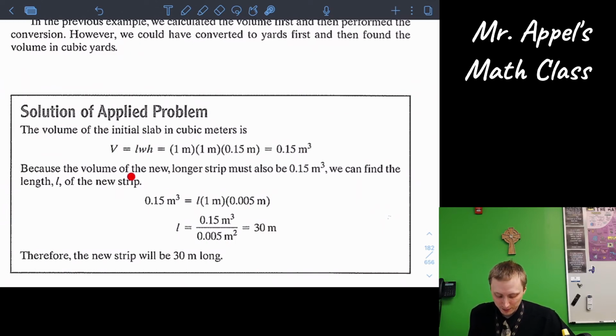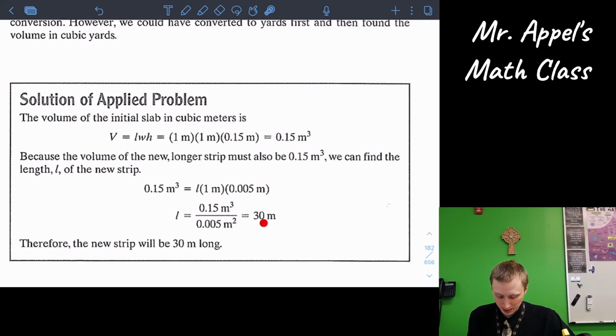Because the volume of the new longer strip must also be 0.15 cubic meters, we didn't lose any steel, we can find the length L of the new strip. So we'll set our known volume, our known width, our new thickness, and solve for the new length. So we'll just divide everything by the 1 meter and the 0.005 meters over there for a final length of 30 meters. So the new strip will be 30 meters long.